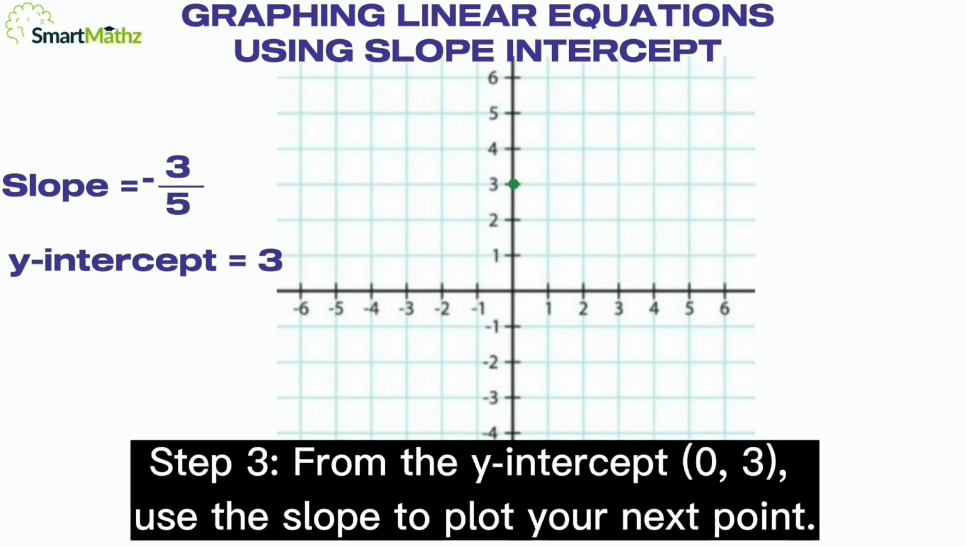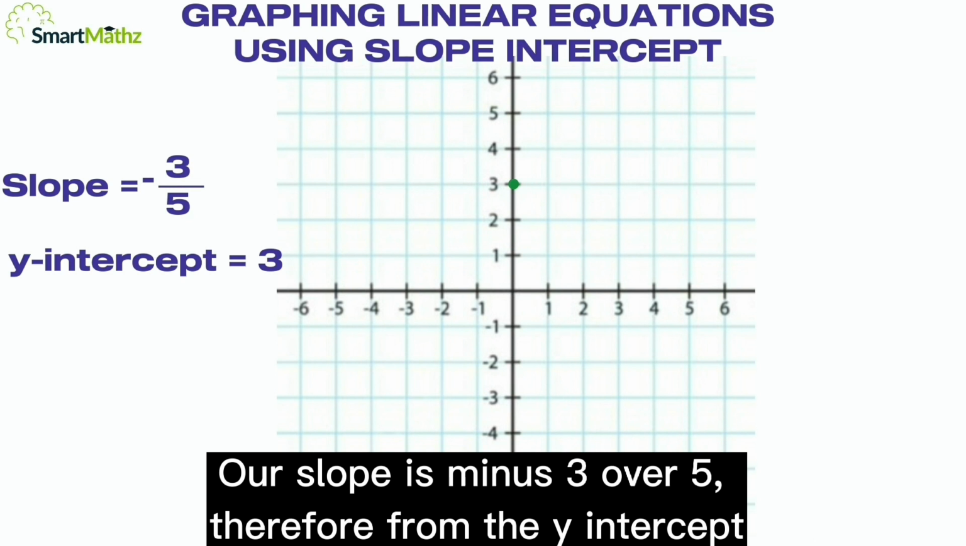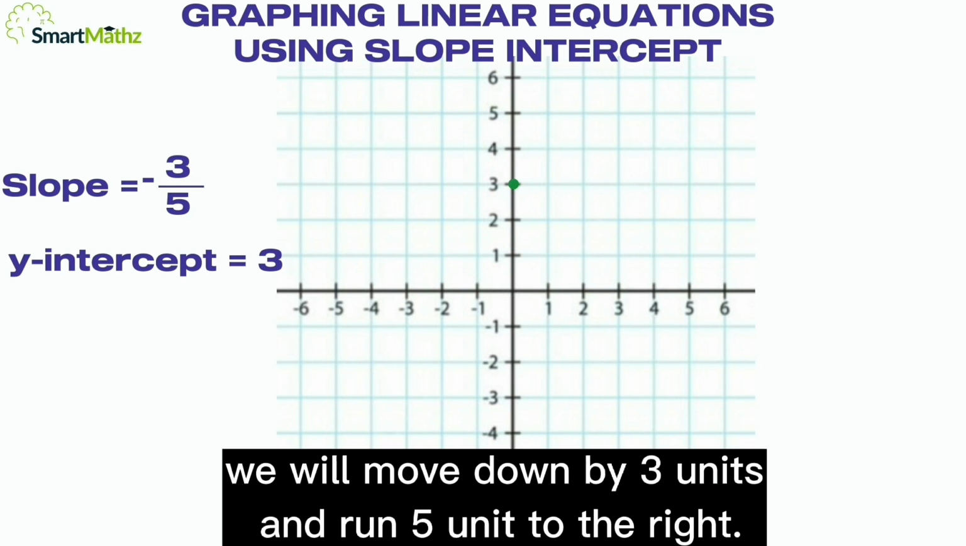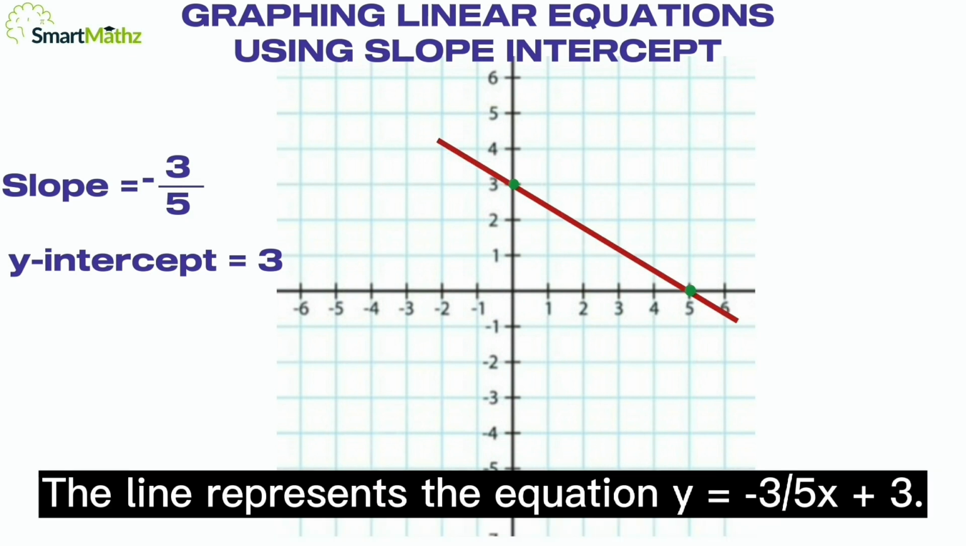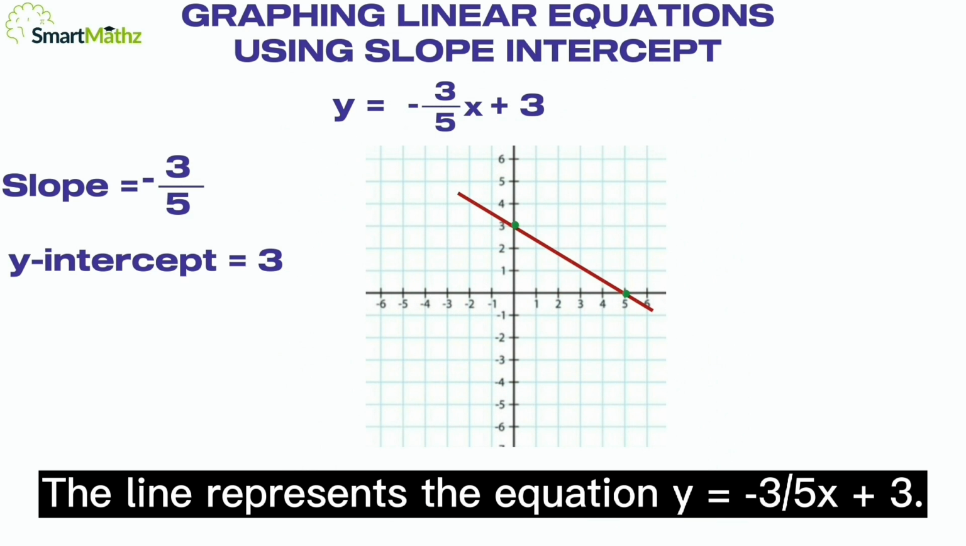Step 3. From the y-intercept (0, 3), use the slope to plot your next point. Our slope is minus 3 over 5. Therefore, from the y-intercept, we will move down by 3 units and run 5 units to the right. Step 4. Draw a line through your 2 points. The line represents the equation y equals minus 3 over 5x plus 3.